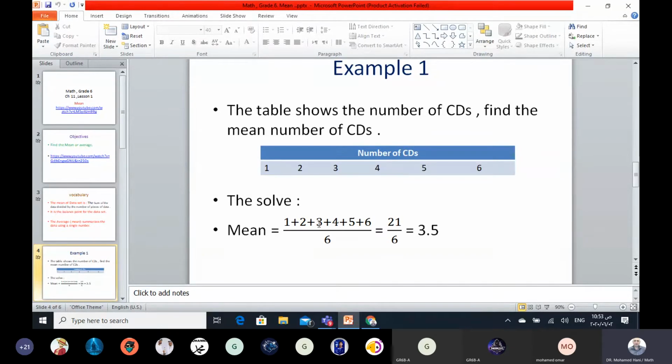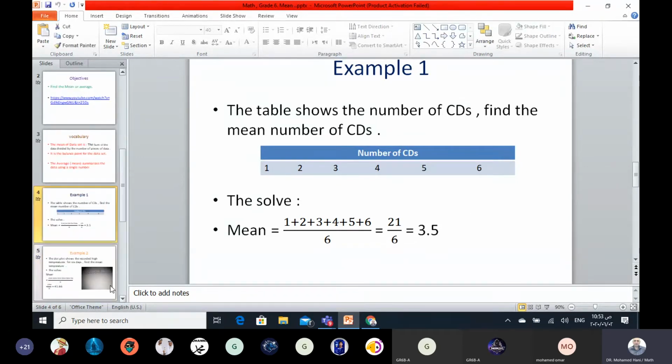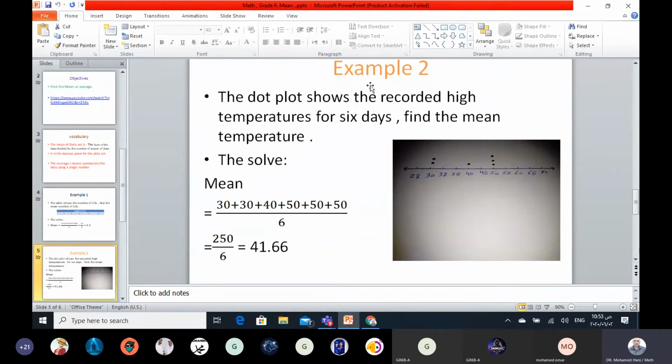1 plus 2 is 3, plus 3 is 6. 6 plus 4 will be 10. 10 plus 5 will be 15. 15 plus 6 will be 21. 21 divided by 6 will be 3.5. The mean will be 3.5.